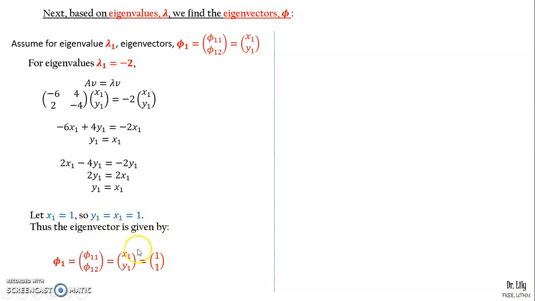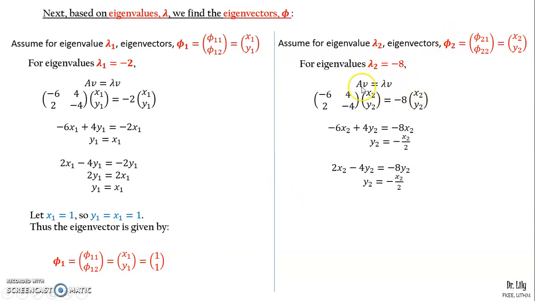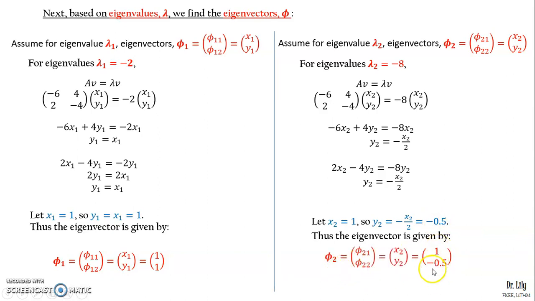Once you have the eigenvector for lambda 1, we proceed to lambda 2. For lambda 2, the eigenvalue is negative 8. Then we repeat the same process. We put in AV equals lambda V, and then expand row by row. From there, you get that y2 is equal to negative x2 over 2. Same goes for the second row. You will also get y2 is equal to negative x2 over 2. So based on the equation, let x2 equal 1. So when x2 is 1, y2 is equal to negative 1 over 2, which is equal to negative 0.5. So the eigenvector V2 is given by 1 and negative 0.5.